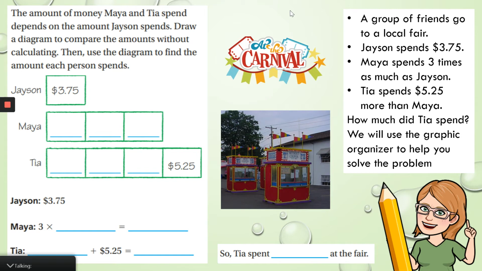So one box represents how much Jason spent. Well, Maya spent 3 times that. So this is like a strip diagram. So if it's 3 times, this is like 3 groups of 375. Okay, so same thing for Tia. If she spent this much plus $5.25, what would be in these 3 boxes?